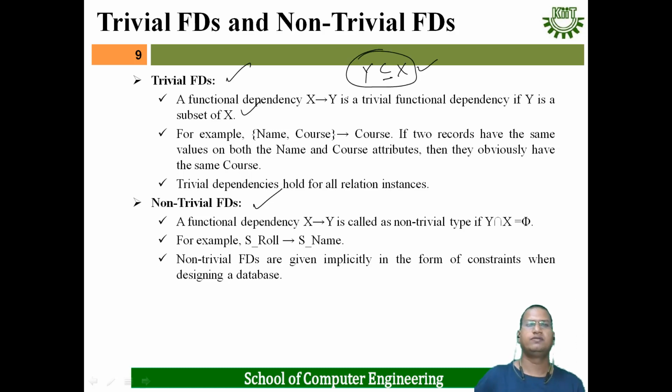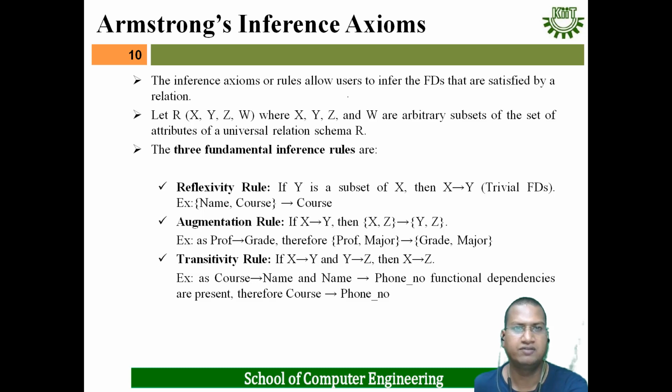This is your trivial functional dependency. In non-trivial functional dependency, X determining Y is present. It is known as non-trivial functional dependency if Y intersection X is equal to empty set. That means between the LHS and the RHS, there should not be any common attributes. Okay, this is all about your trivial and non-trivial.